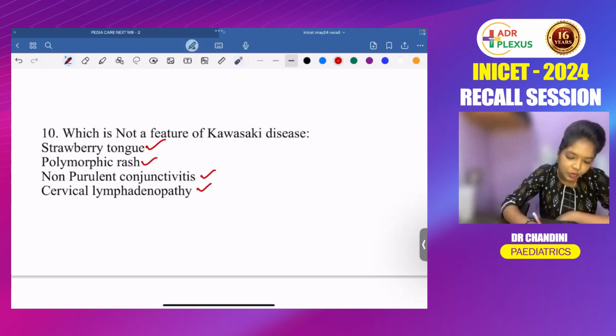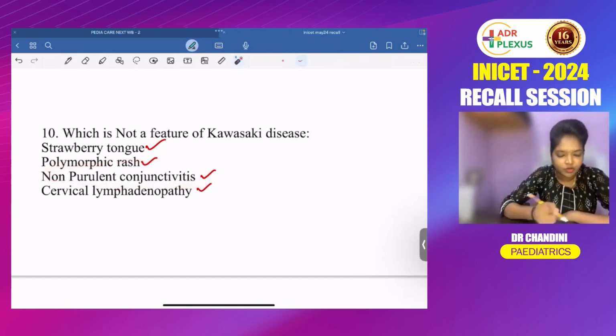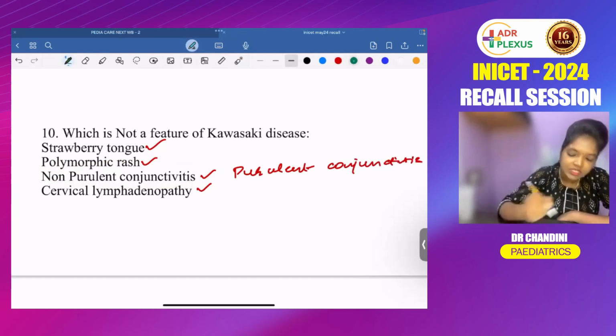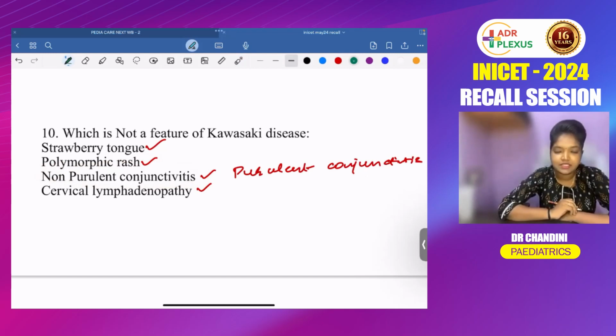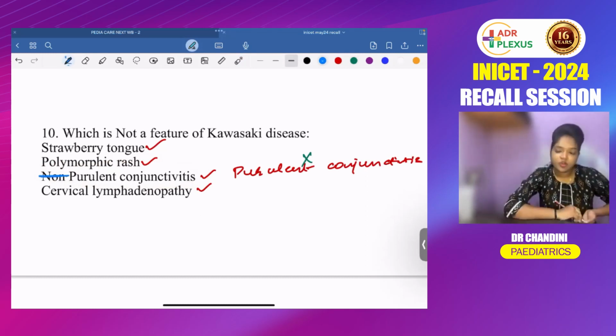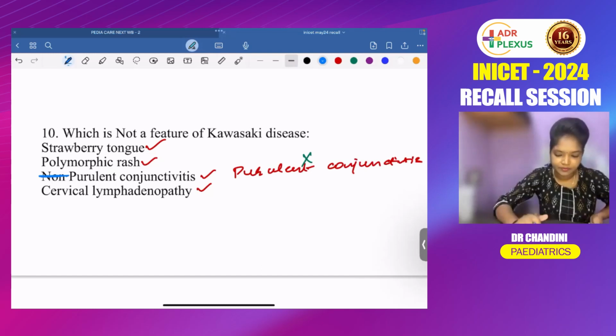Some of you told that it is purulent conjunctivitis. Some of you told that it is non-purulent. I think as all four are options, the option would have been purulent conjunctivitis. If purulent conjunctivitis was there in the options, then that becomes the right answer, because in Kawasaki disease, you will have non-purulent conjunctivitis. It is not purulent. So most probably in the question, purulent conjunctivitis would have been given because all the other three are also features of Kawasaki disease. So purulent conjunctivitis becomes the answer.